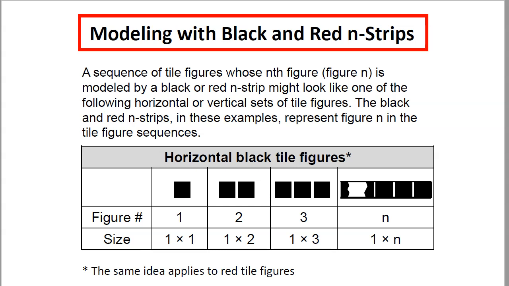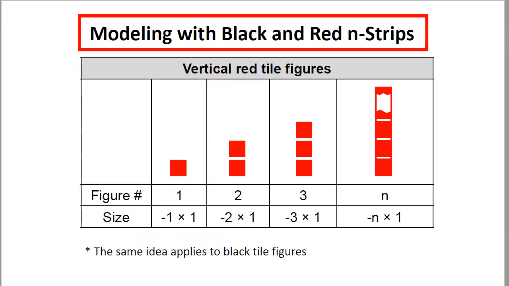So you can see here we have an example of horizontal black tile figures. And of course the same idea applies to red tile figures. So figure 1 is 1 black tile, figure 2 is 2 black tiles, figure 3 is 3 black tiles, and figure n is an end strip, or n black tiles is the easy way to think about it. And you can see here that we have the sizes marked as 1 by 1, 1 by 2, 1 by 3, and 1 by n, because remember it's row by column. Here's a vertical representation.